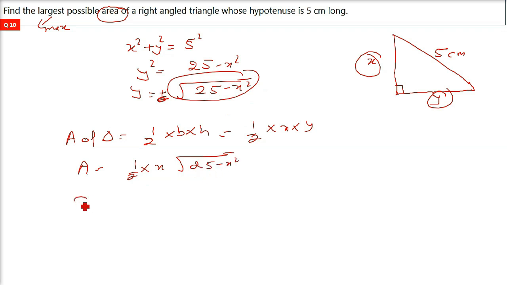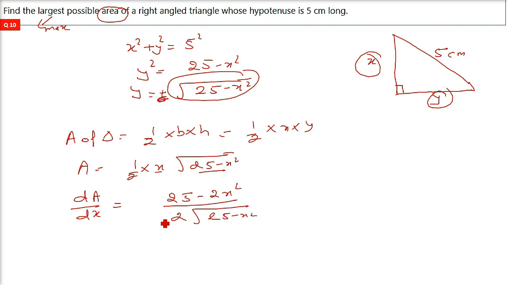Area is this one. Now we will differentiate it. When we differentiate this dA by dx, because there is only x as a variable on the right hand side, differentiation will take certain time, and I'm just trying to take less of your time. So I'm writing the final differentiation that will come. You can do it using the product rule.